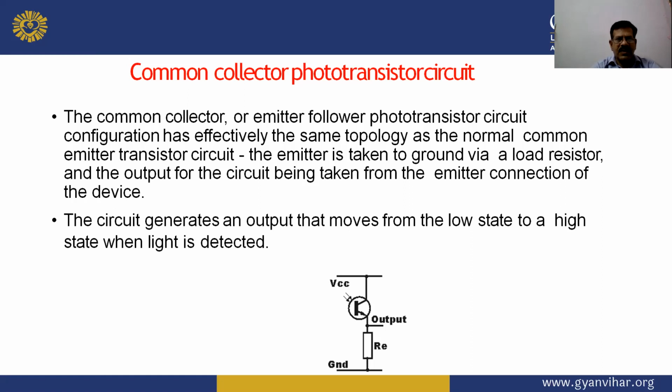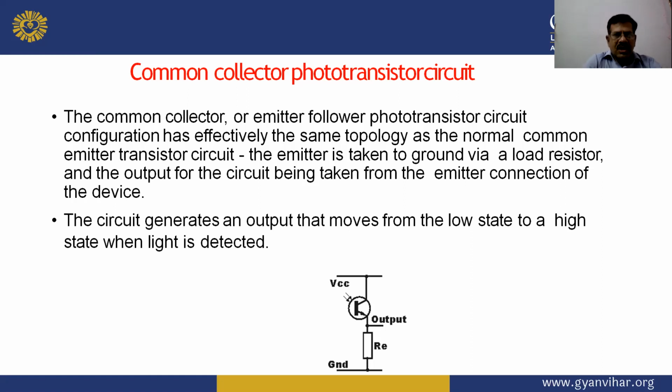The phototransistor circuit configuration has effectively the same topology as a normal common collector transistor circuit. The topology of the common collector phototransistor circuit is the same as a simple PNP BJT transistor circuit. The emitter is taken to ground by a load resistor. You can see this in this circuit diagram. The emitter is grounded and the collector is supplied by the DC voltage VCC, and the output of the circuit is taken from the emitter connection of this device. So the circuit generates an output that moves from the low state to high state when light is detected.